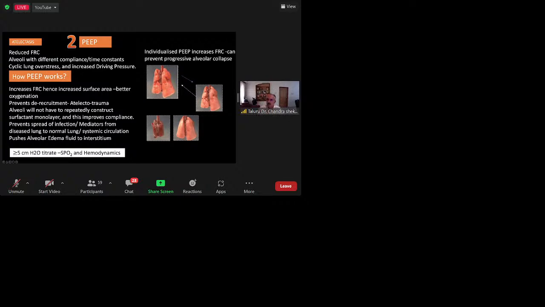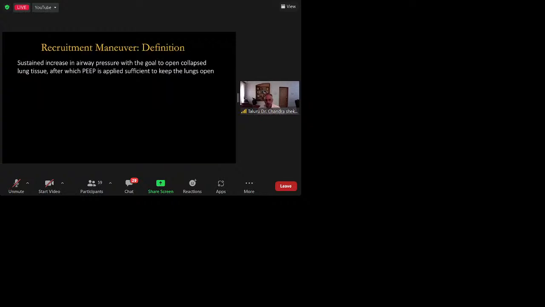We don't want the lung without PEEP. The lung ventilates here, then goes here and goes here. This is what we call atelectotrauma. A cyclical opening and closing causing atelectotrauma and over-distension. We don't want these two to happen. We want ventilation to happen here. This happens only with application of PEEP, not with the tidal volume. Should remember that because it's a de-recruiting force. PEEP is a de-recruiting force.